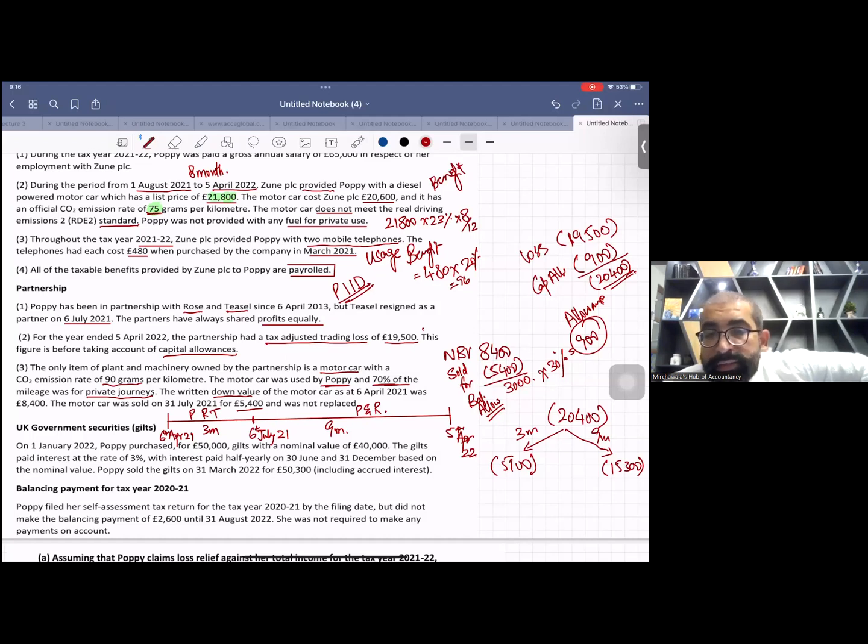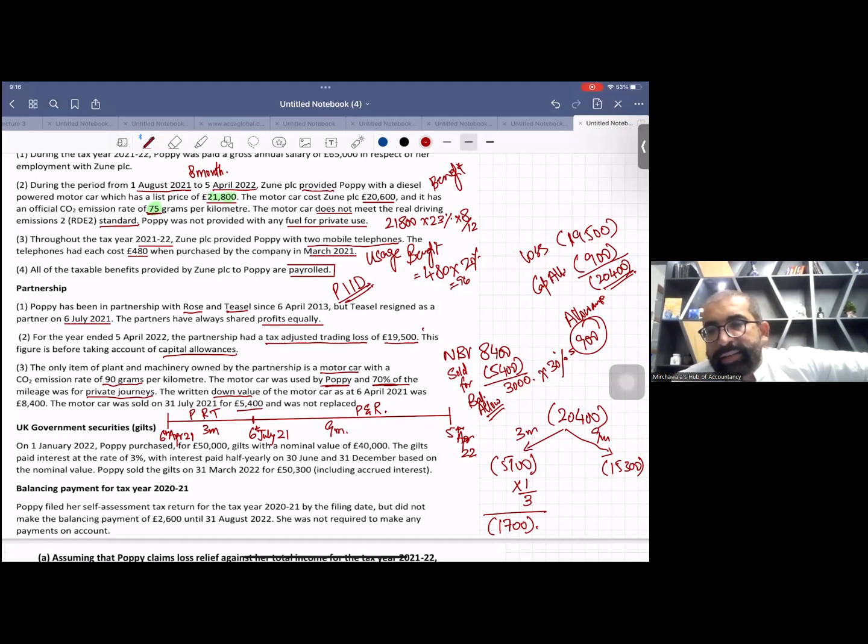Now, in the first 3 months, there were 3 partners: P, R, and T, and we are just working for P. So in the first 3 months, the ratio is 1 upon 3. So the loss related to Poppy is 1,700.